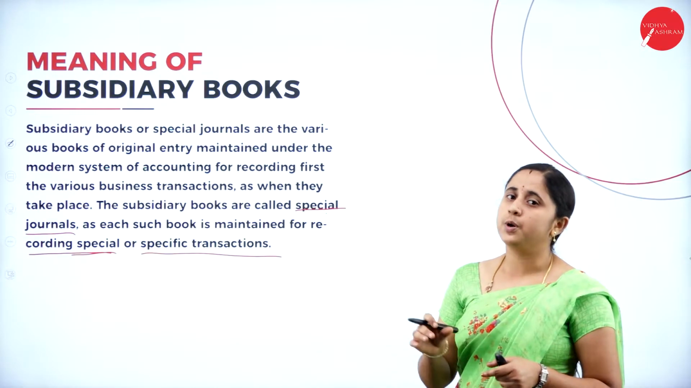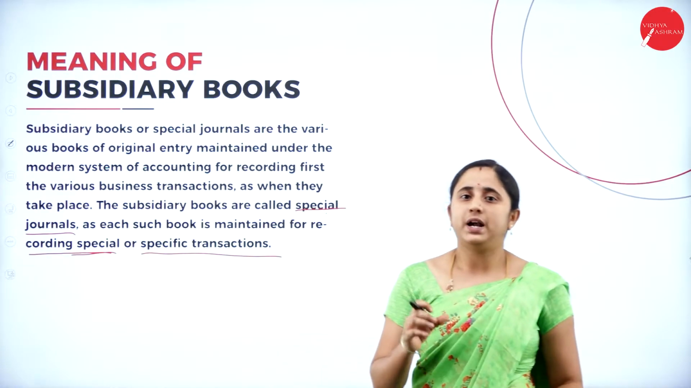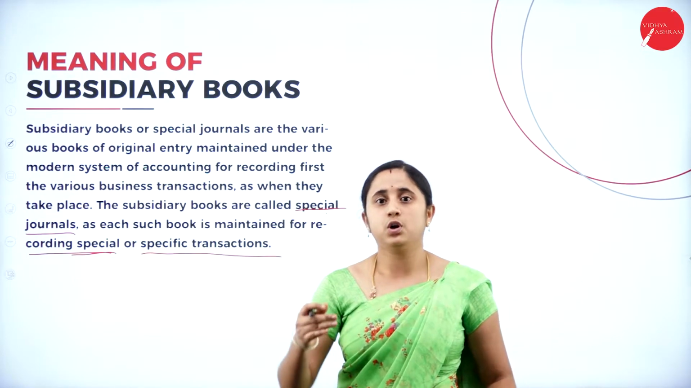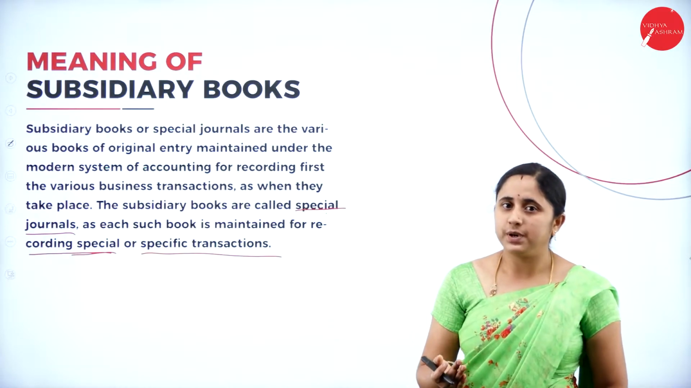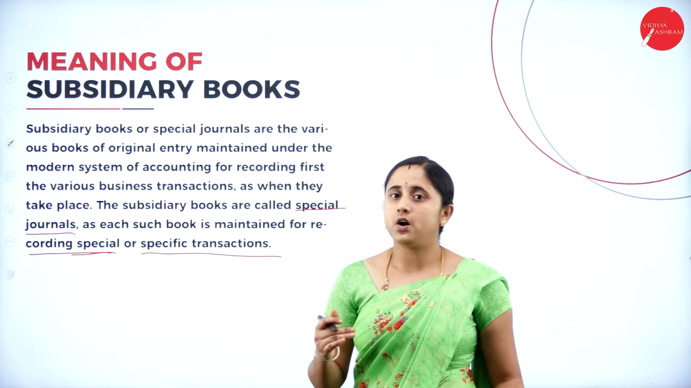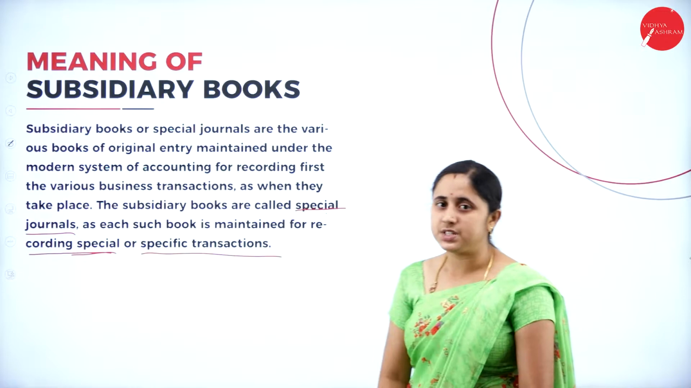In the subsidiary book, you will maintain a separate book or a specific book for a particular transaction, like purchase, sales. They maintain a separate book to record the transaction. They record as and when they take place. So soon after the transaction is over, you are going to record the transaction in a specific book. That is called subsidiary book.